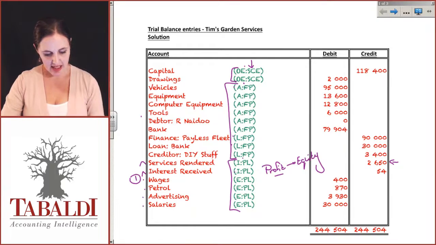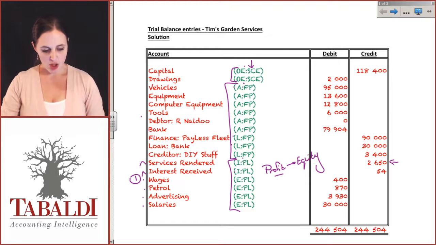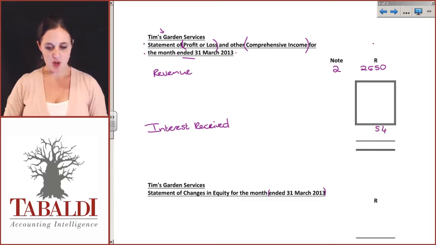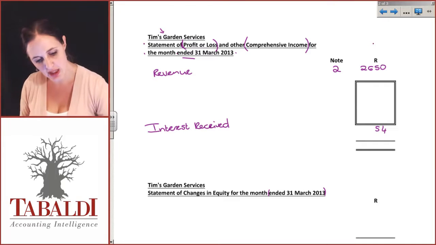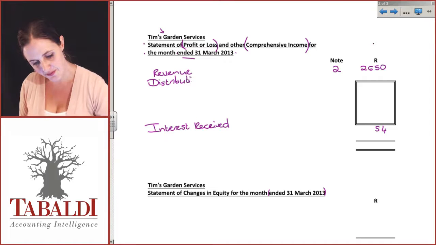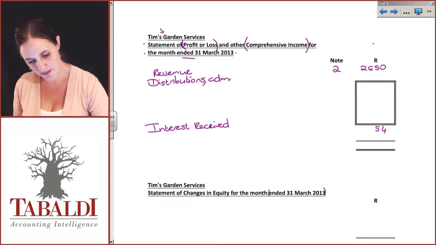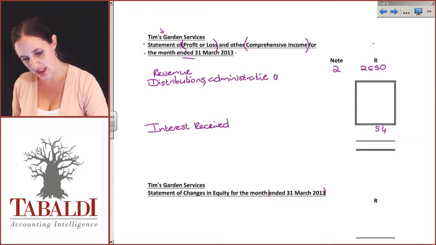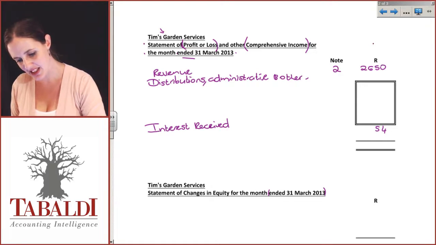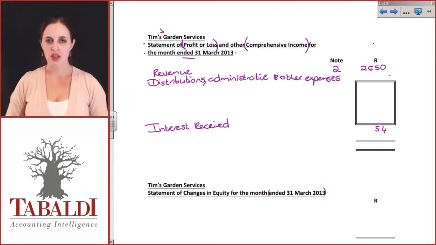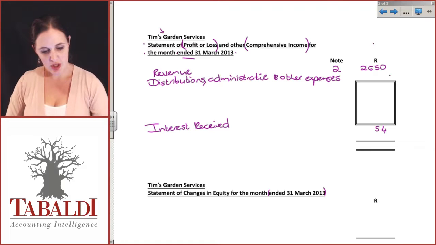Wages, petrol, advertising, and salaries are his expenses. So those we're going to put in as specific expenses. Those are separate line items, so we want to separate them. What we call this, we have a little heading, our distributions, administrative, and other expenses. And again, this is standard. You need to know this. That total is going to go in there, so we can add all of it up. Then we do this one by one.